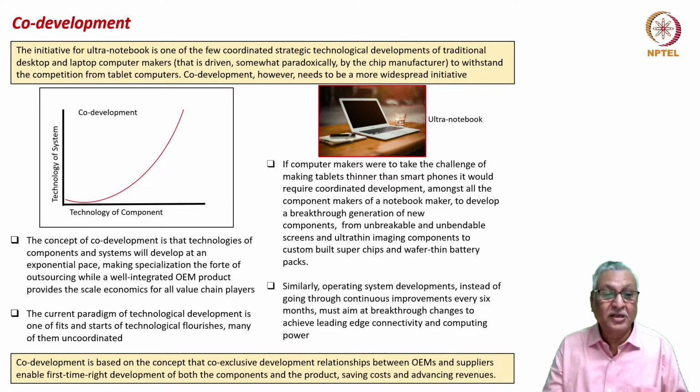But generally, the technology of component develops faster in the initial years, and technology of system lacks. In ideal co-development, both work as close to each other as possible so that this curvilinear approach will be transformed into a linear approach. The concept is that technologies of components and systems will develop at an exponential pace, making specialization the forte of outsourcing.